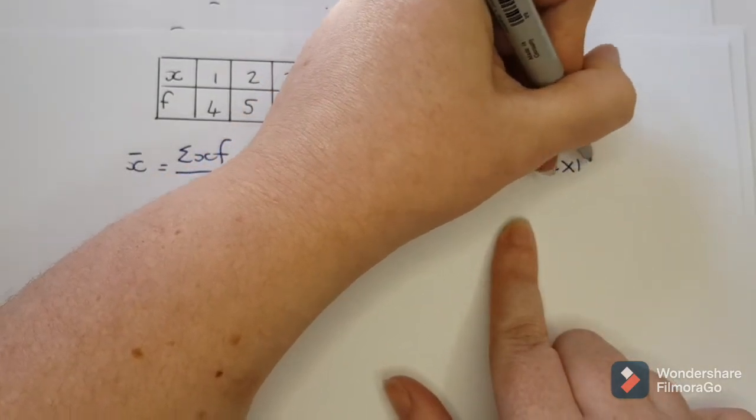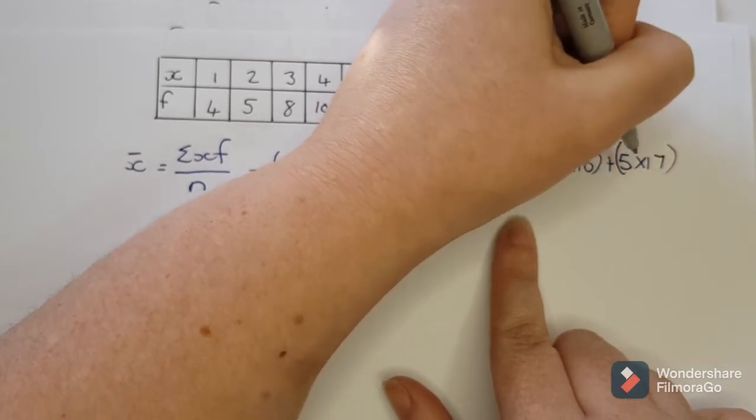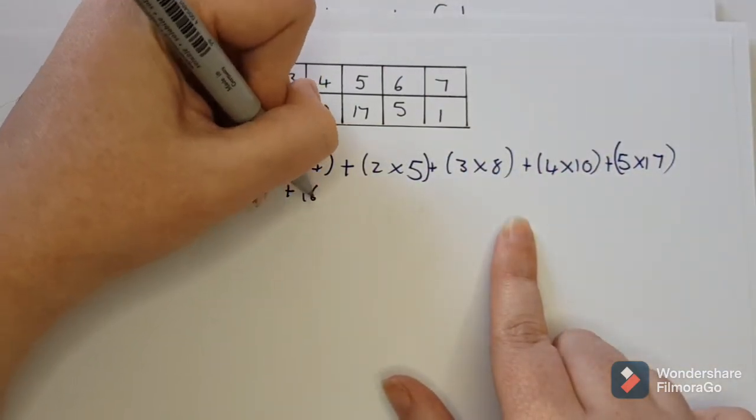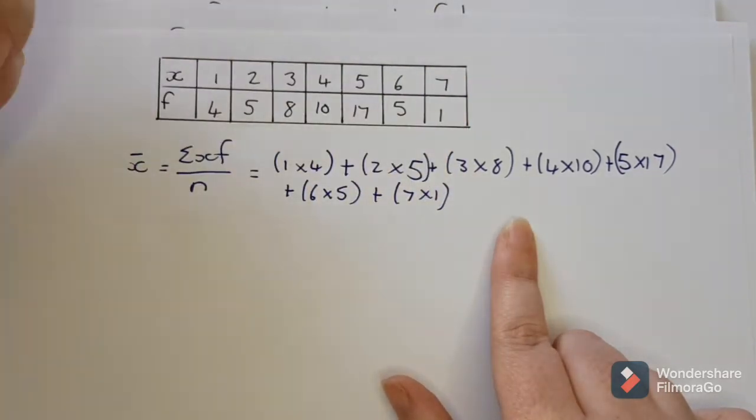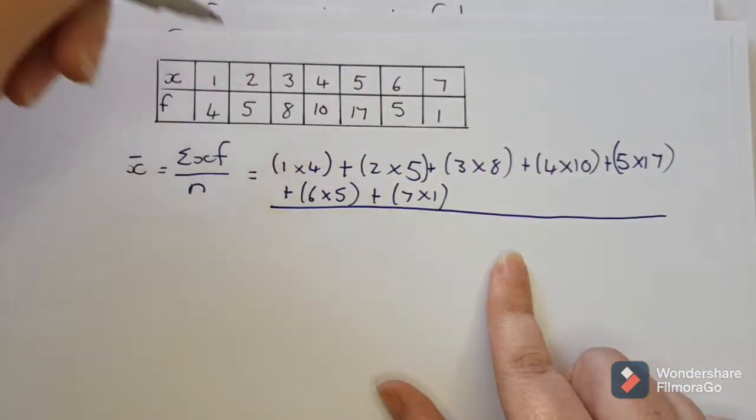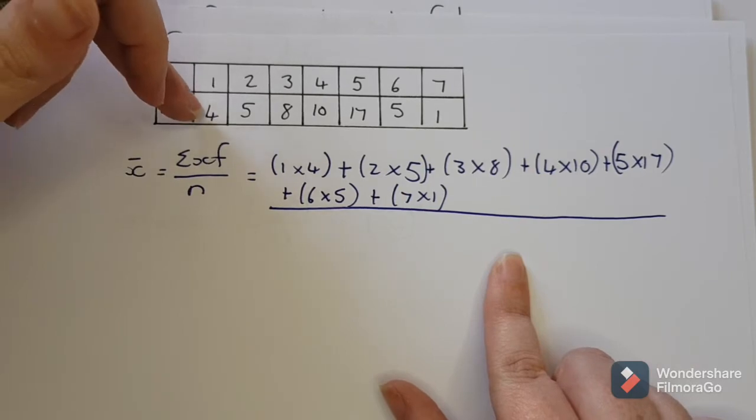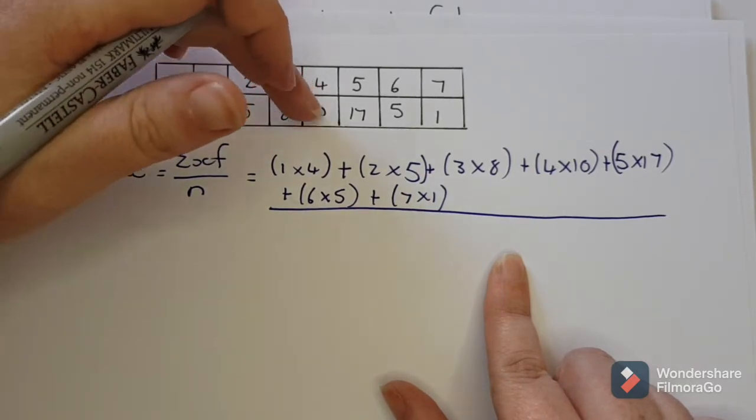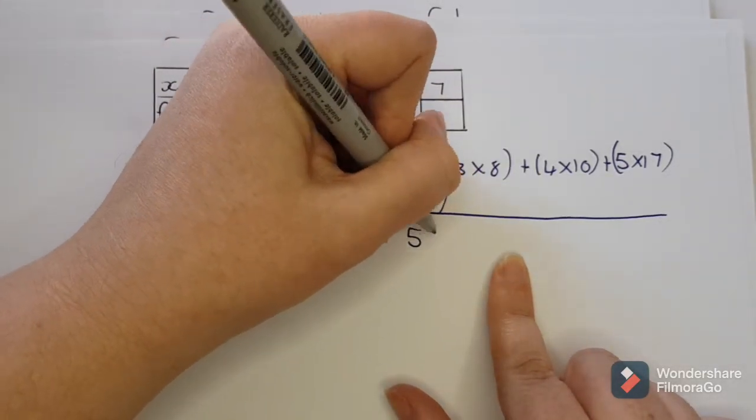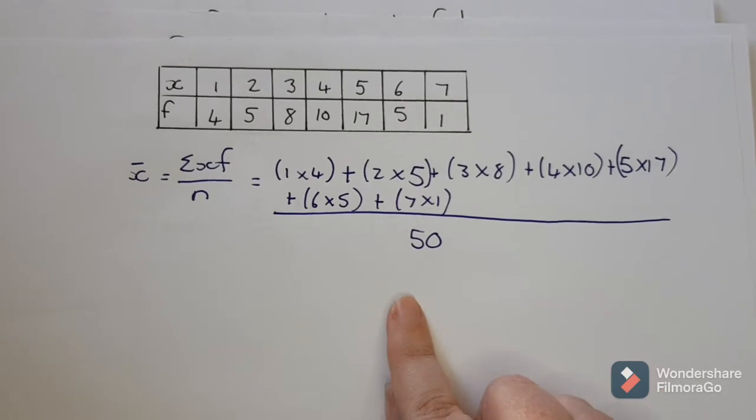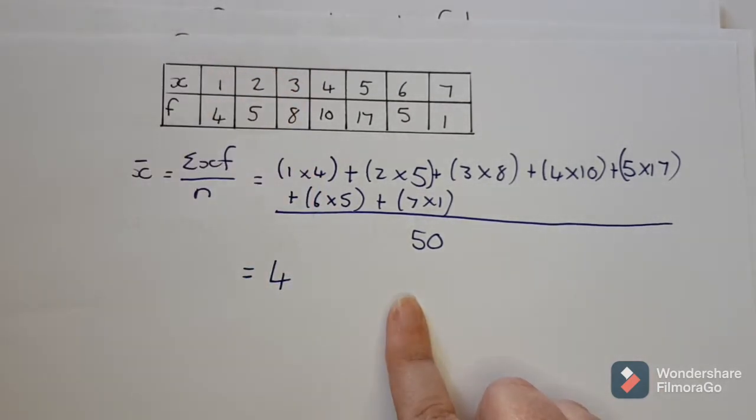That's 4 times 10 plus 5 times 17 plus 6 times 5 plus 7 times 1. And that whole thing is going to be put over the total number of samples. So we're going to say, if we say 4 plus 5 plus 8 plus 10 plus 17 plus 5 plus 1, that will all add up to 50 on our calculator, and that is then going to be the n. So if you type that in, you get a mean of 4.